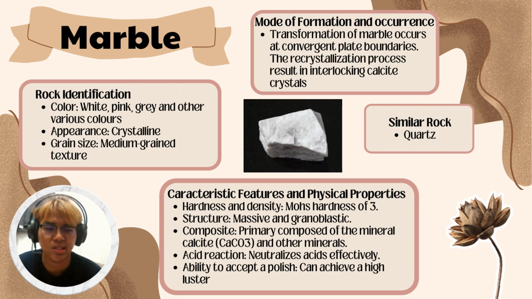The structure appears massive and granoblastic, and the composition is primarily the mineral calcite (CaCO3), and it often contains other minerals such as clay minerals, micas, quartz, pyrite, iron oxide, and graphite.